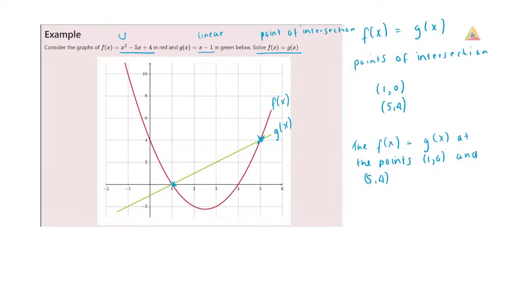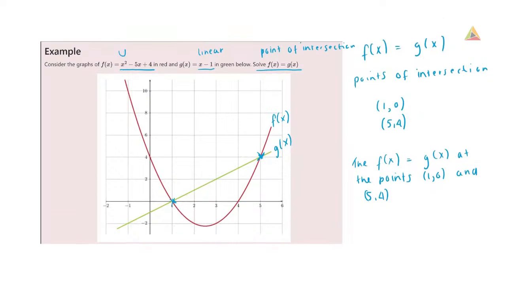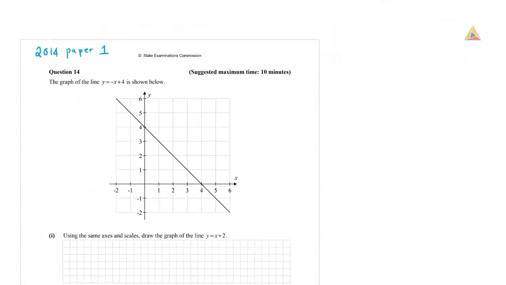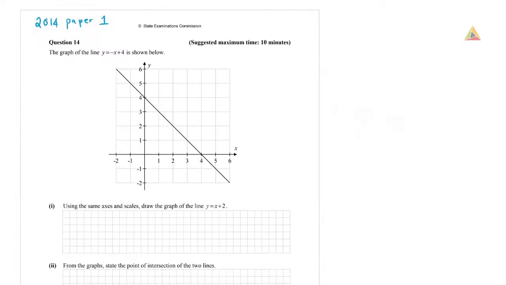Okay, so we're going to do some exam questions now based on what we've been doing. So we're going to scroll down here. So this is 2014, paper 1. The graph of the line y is equal to minus x plus 4 is shown below in the diagram. Using the same axis and scales, draw the graph of the line y is equal to x plus 2.